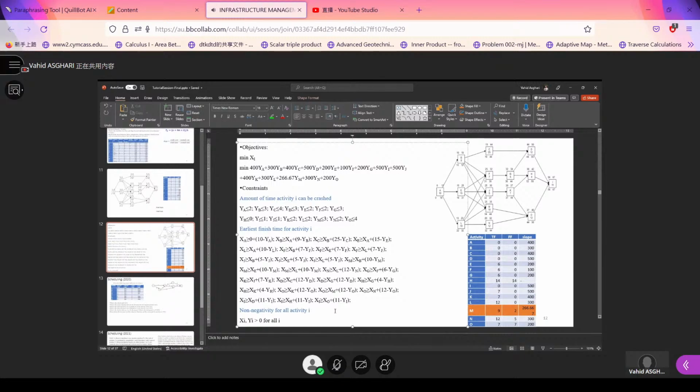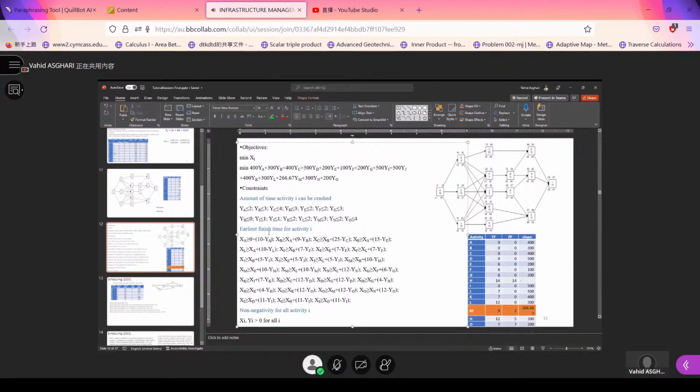The idea is similar to the previous one, that the duration of activity A cannot be more than the crash duration of activity A. If you want to crash it for 1 day, or if you want to crash it in 2 days, the duration has to be greater or equal to 0 plus 10 minus YA. This is the number of crash days. But this is the earliest finish of each activity.